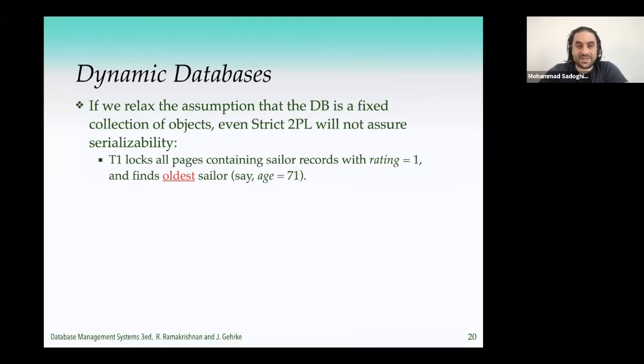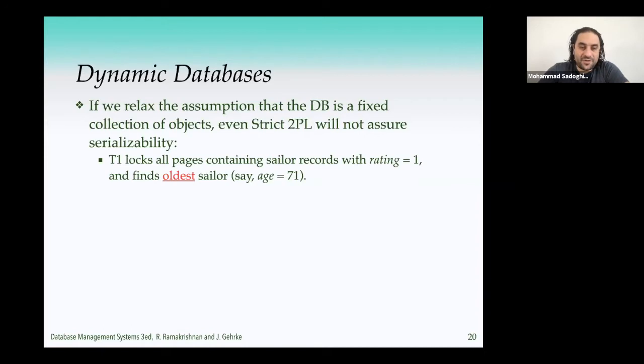So let's take an example. We could have a transaction T1 that wants to find the oldest sailor. Let's assume that we have this relation, this table that has a list of sailors, and each sailor has a rating, and we also keep track of the age of each sailor.